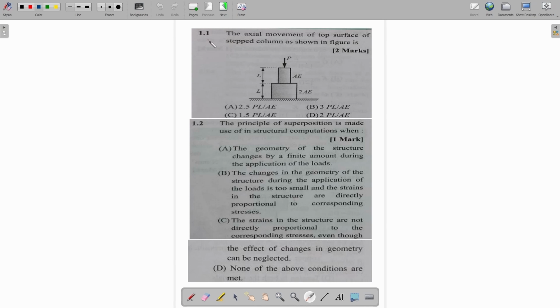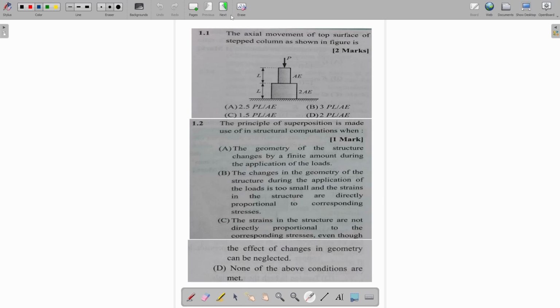For now today we are going to start with stress and strain analysis and properties of material. So let us get on with the question. The first question is the axial movement of the top surface of the stepped column as shown in the figure. It is of 2 marks. Now this question came in the year 1989 when IIT Kanpur conducted the exam.